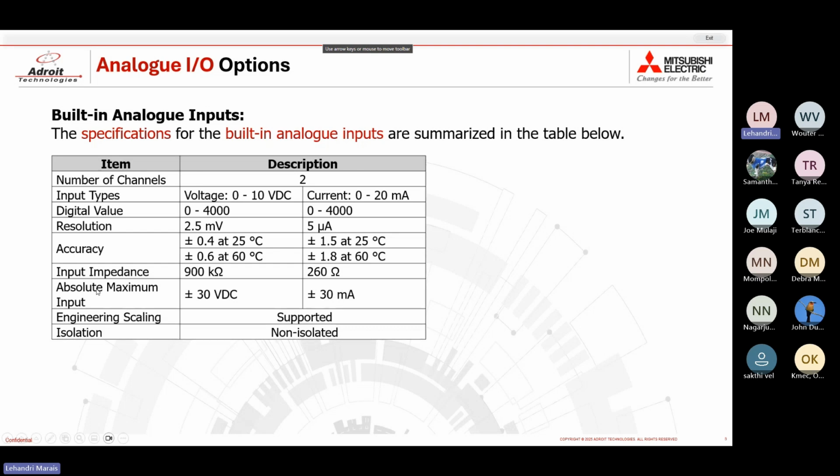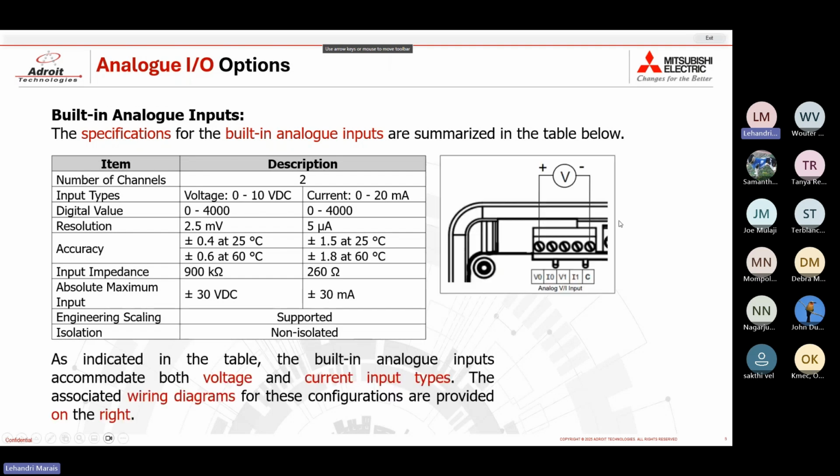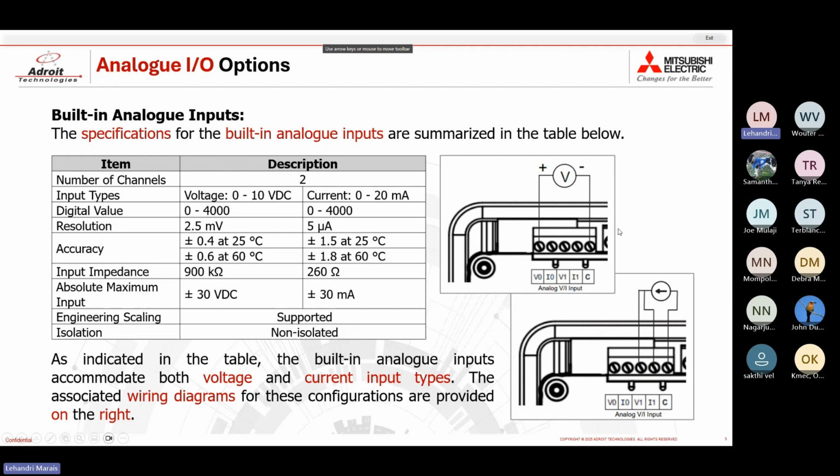There's quite a bit more information regarding the specs of both the built-in analog inputs and your extension modules, which you are able to find in the GOC43 manual if you wish to do so. When it comes to wiring, it's rather straightforward. This is your voltage input, and this is your current input. And once again, all of these wiring diagrams are available within the manual.